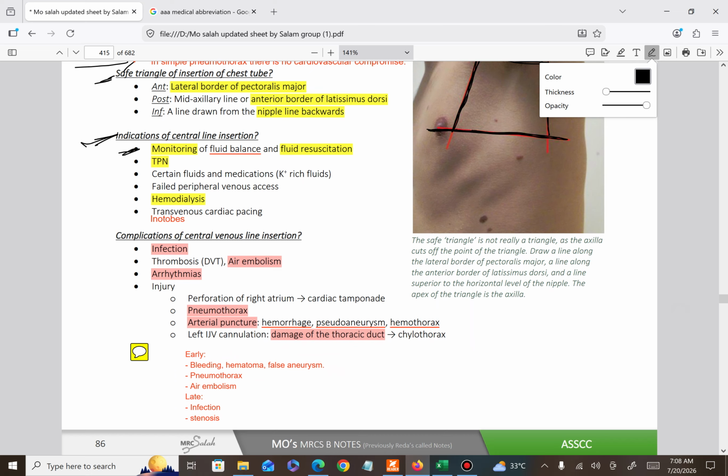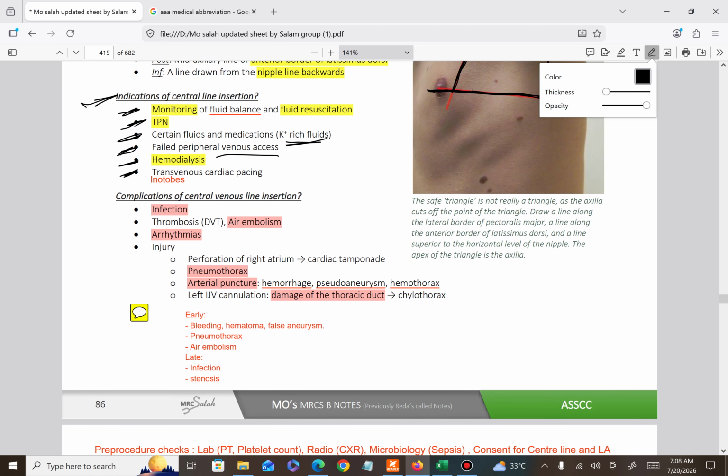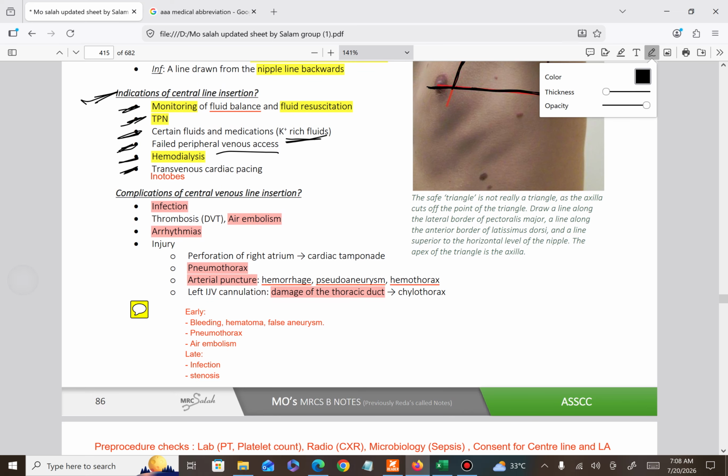Indications of central line insertion. So it can be for monitoring of fluid balance and fluid resuscitation. Central line can also be inserted for TPN, total parenteral nutrition, certain fluids and medication like potassium rich fluids, failed peripheral venous access, hemodialysis, transvenous cardiac pacing. Okay, so these are the indications of central line insertion.